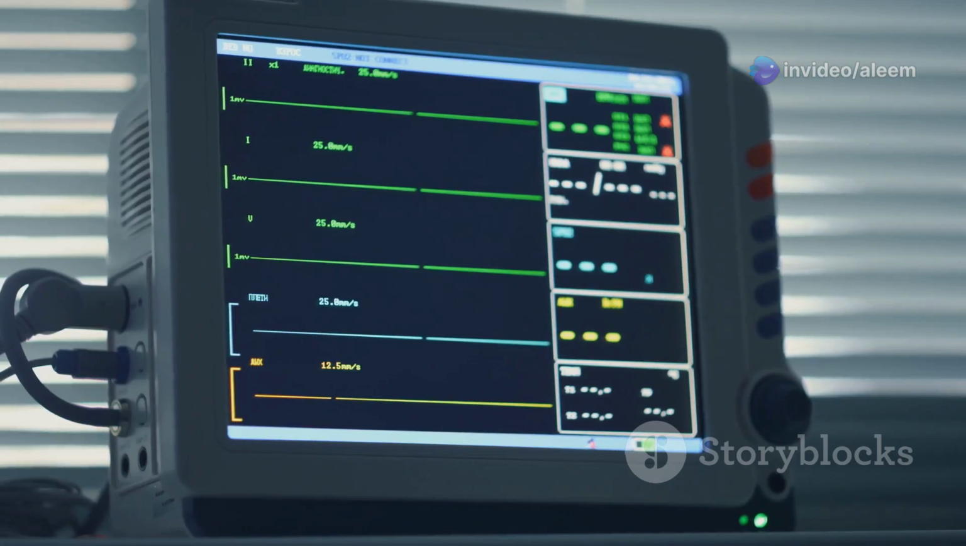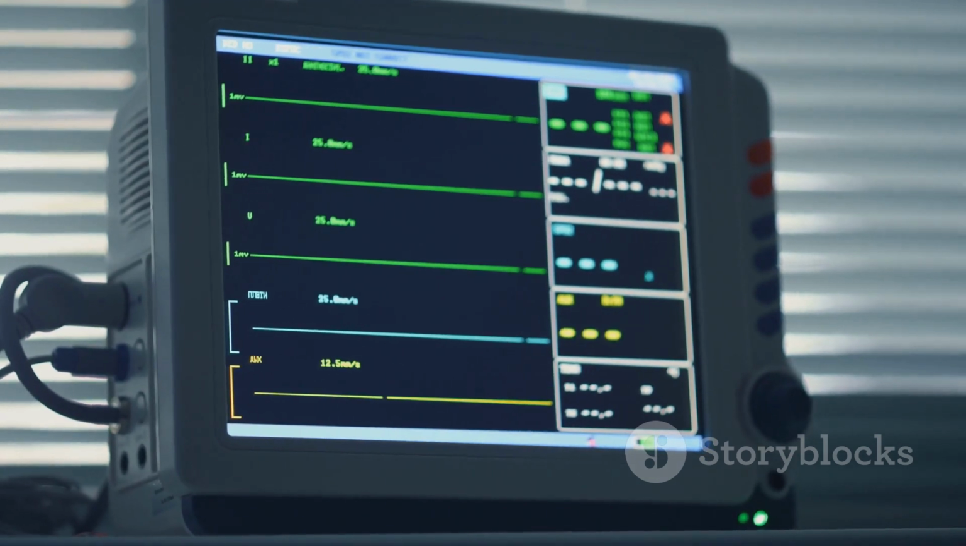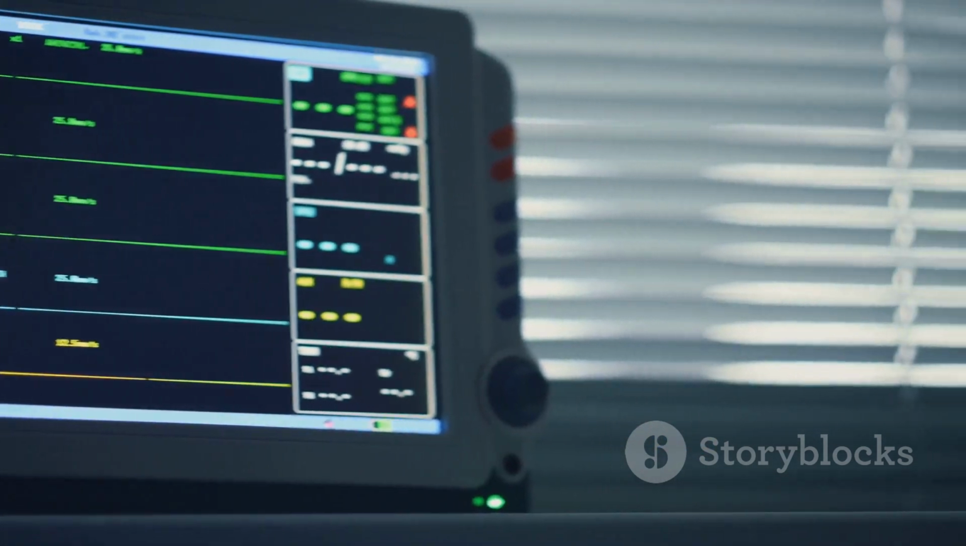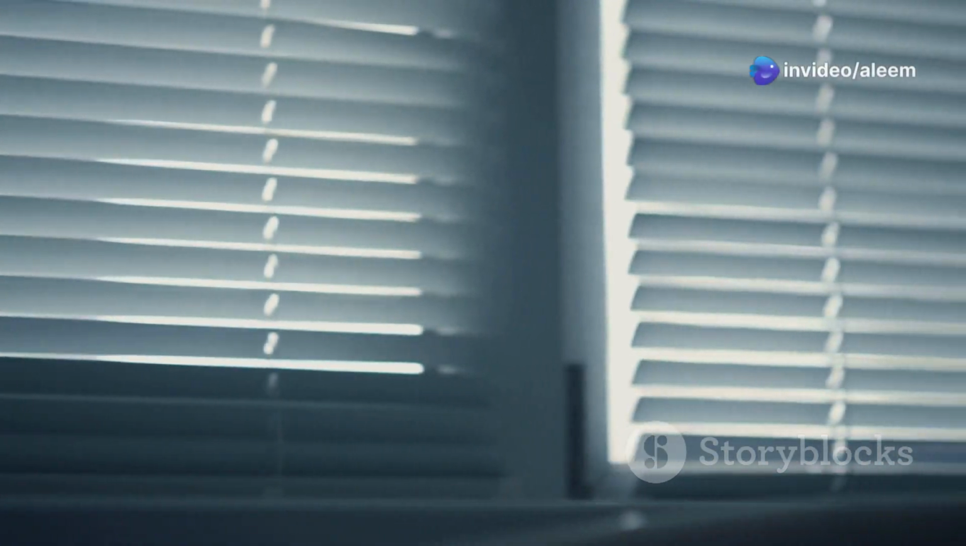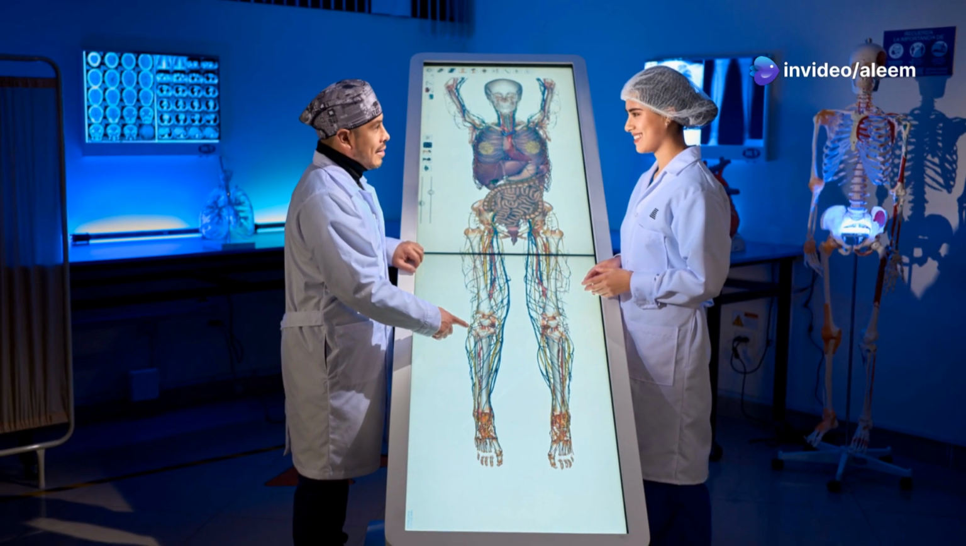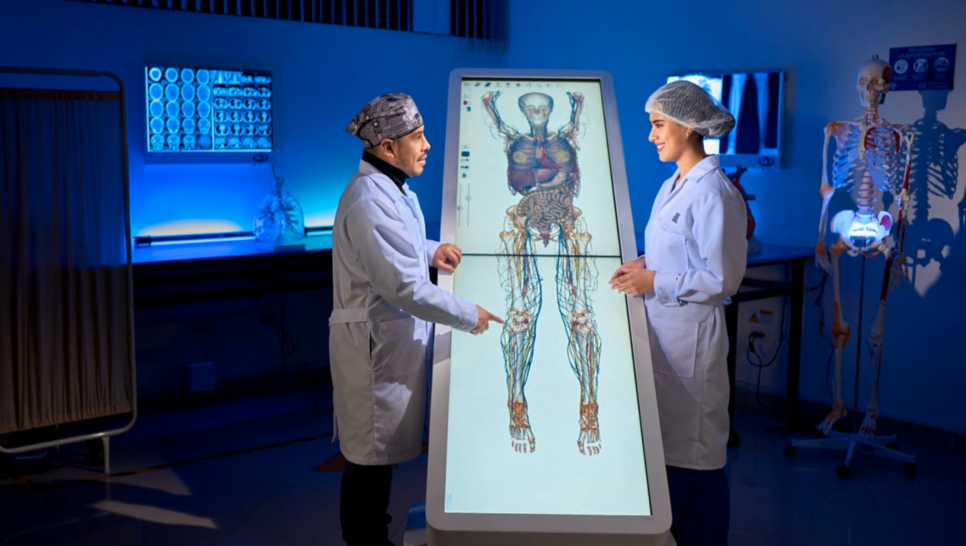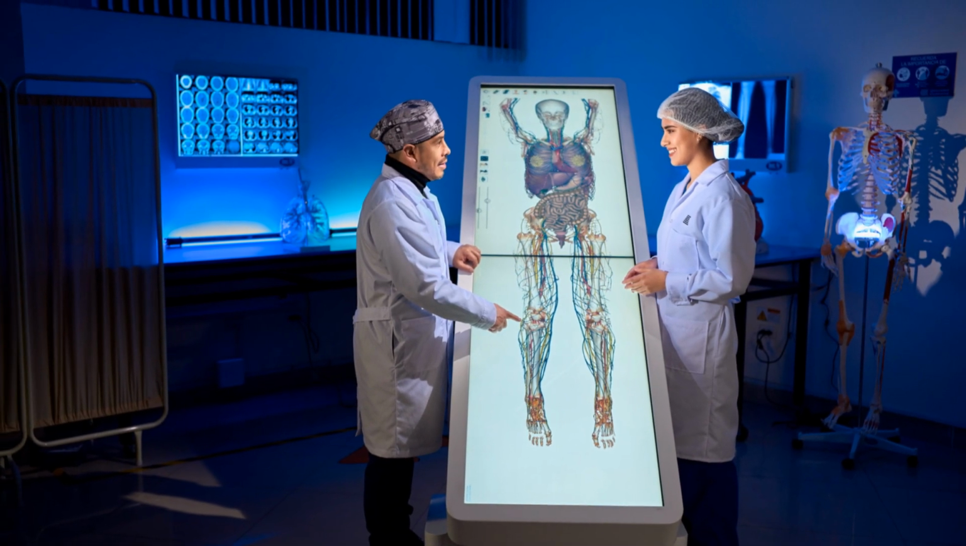For example, some medical devices use analog sensors to measure vital signs like heart rate. These sensors provide continuous data that reflects the real-time condition of the patient. Then, they use digital components to process and display this information. This combination allows for accurate monitoring and analysis of the patient's health.